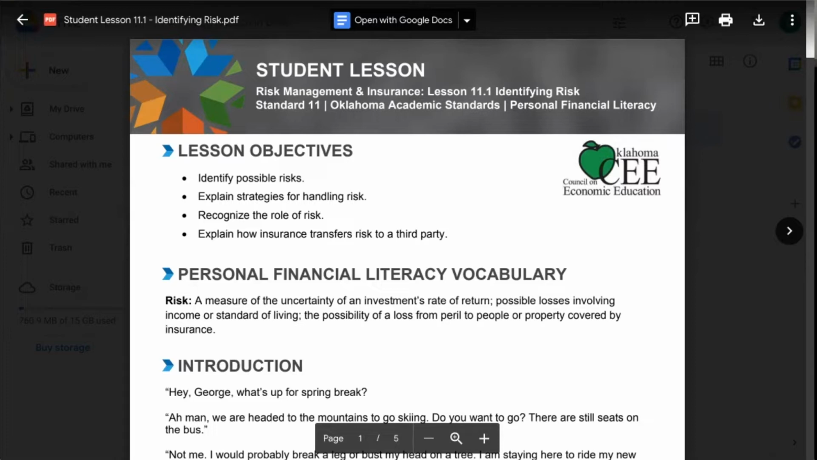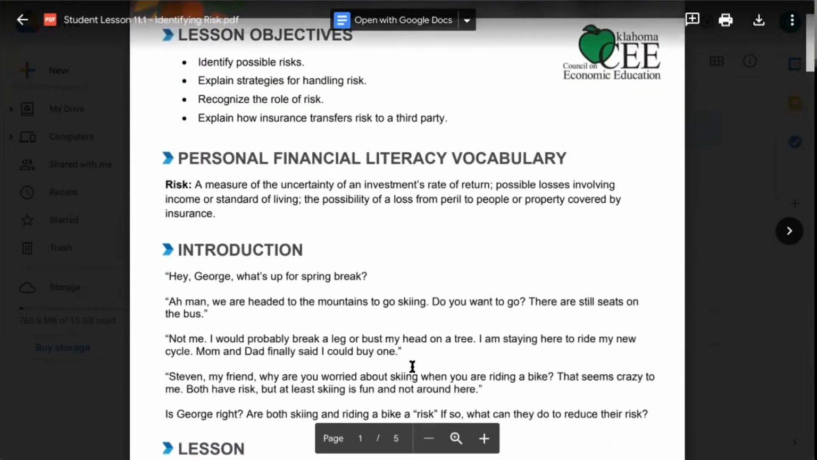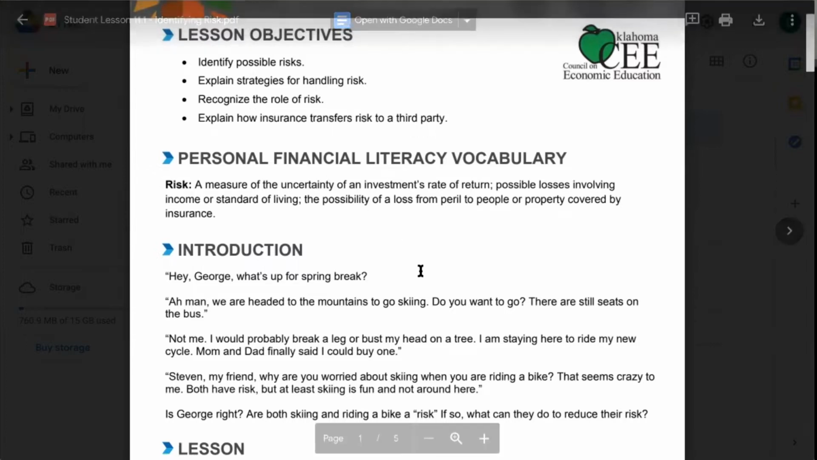So in this first lesson, lesson 11.1, called Identifying Risk, that's really what we're talking about: risk, and just identifying the need for insurance, why that is important, and how you assess what risk is. Some risk may be different for others than the student sitting next to them. So identifying the differences in risks. The main objectives are identifying possible risk, explaining strategies for handling risk, recognizing the role of risk, and also explaining how insurance transfers risk to a third party.